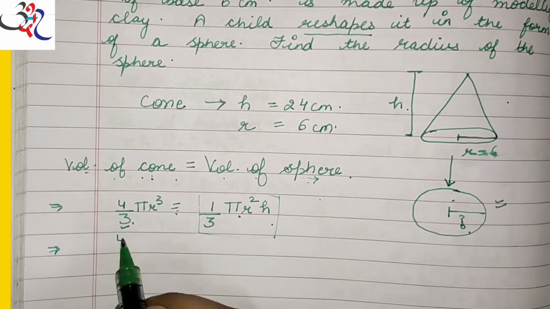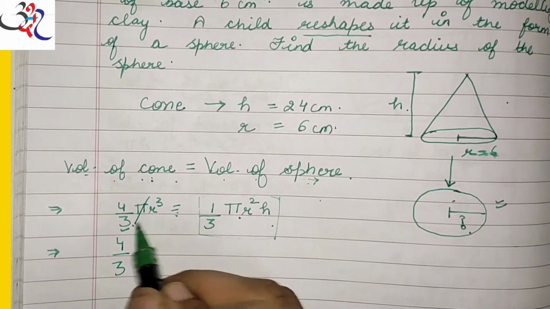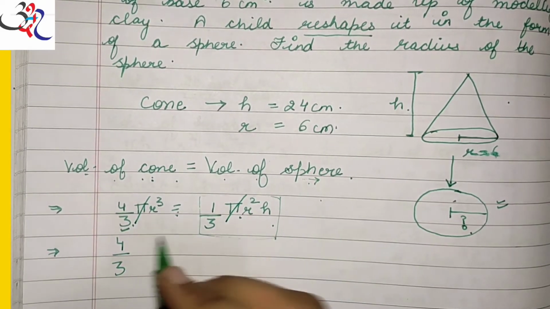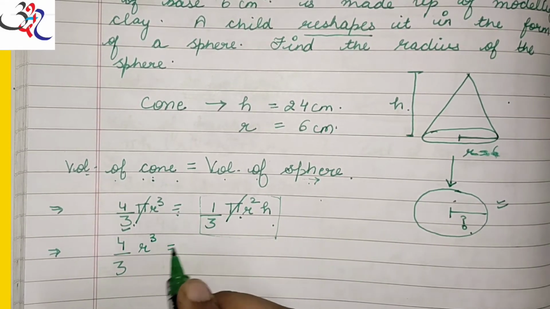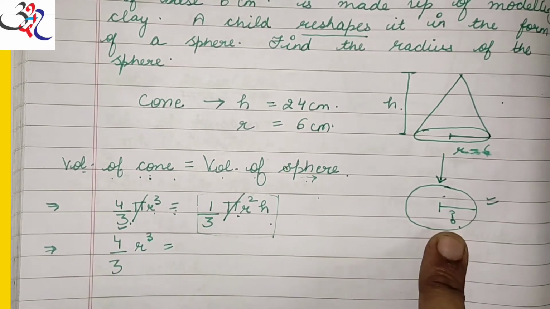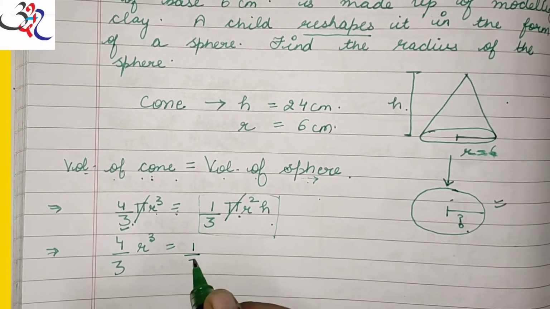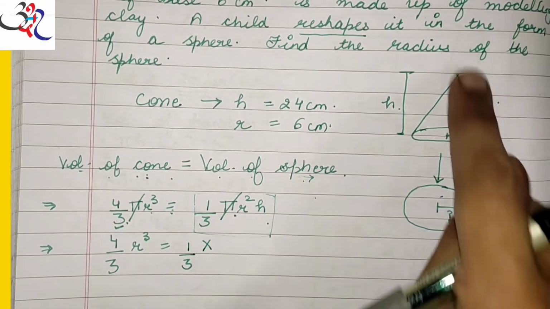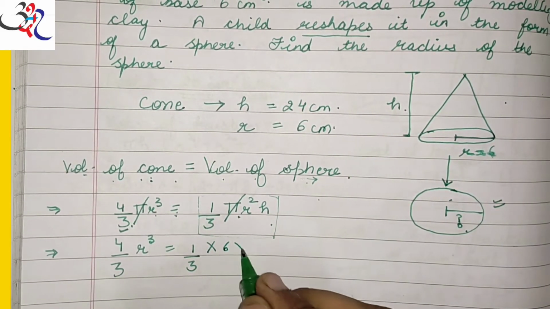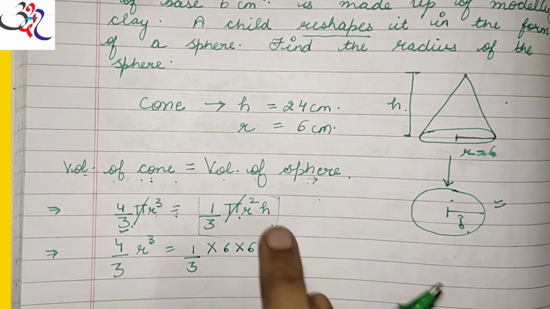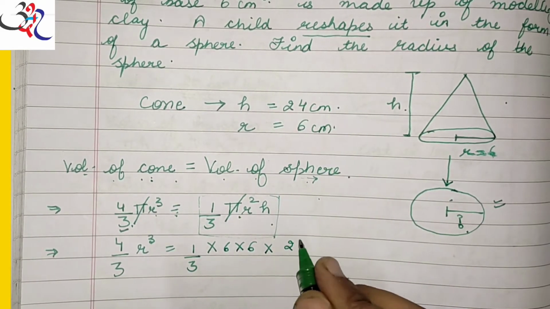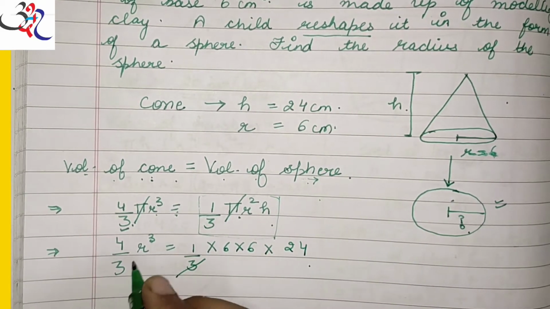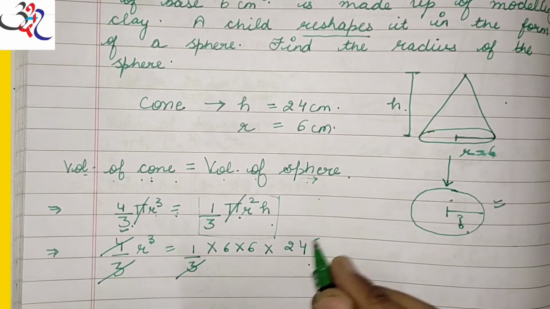Right? So put the values and get your answer. Pi and pi will get cancelled out from both the sides. R, the radius of the sphere, which we have to find out, is equal to 1 by 3 into, and this r is what? This r is the radius of the cone, which is 6, into 6, into height, which is 24 centimeter. So 3 and 3 will get cancelled out.